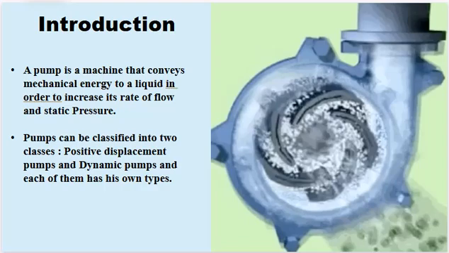Positive displacement pumps. These move a fixed amount of liquid with each cycle. Perfect for applications requiring constant flow despite pressure changes, such as gear pumps, diaphragm pumps, and piston pumps. Dynamic pumps. These rely on adding energy to the liquid, increasing its velocity and converting this into pressure. Ideal for higher flow rates, with examples including centrifugal pumps and axial flow pumps.